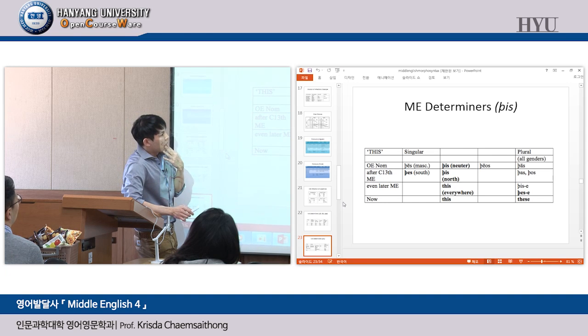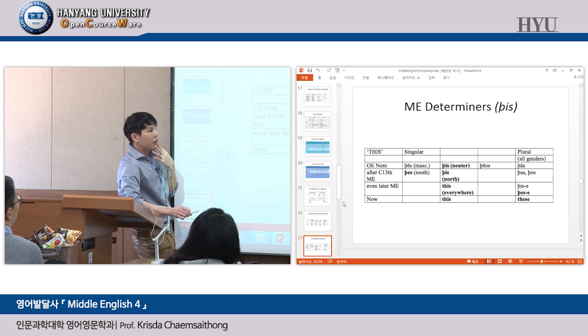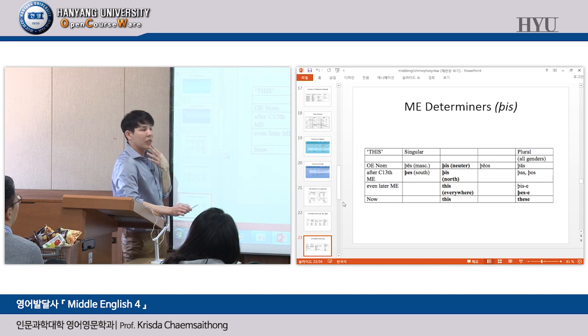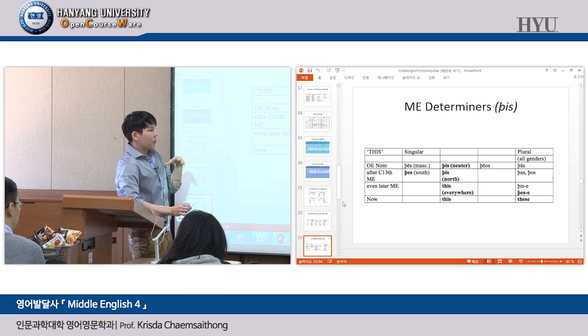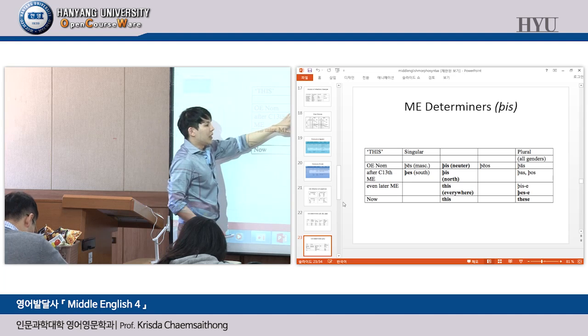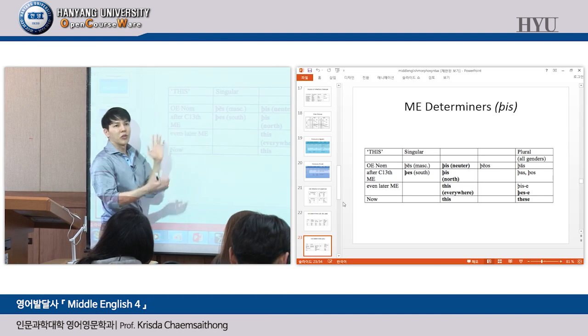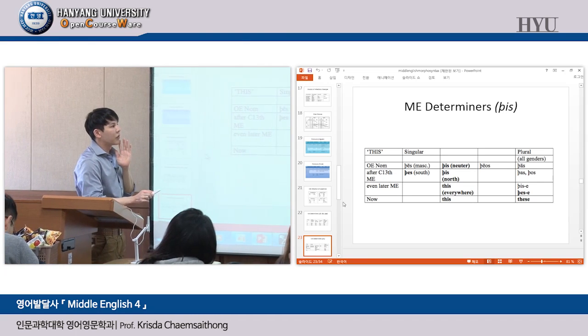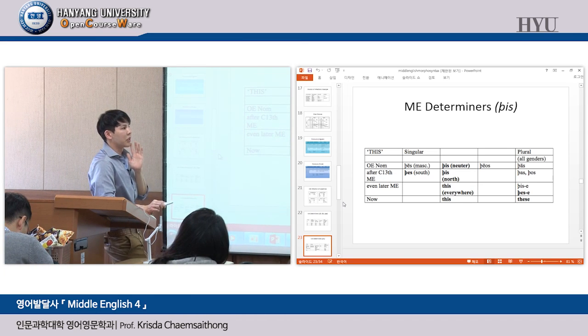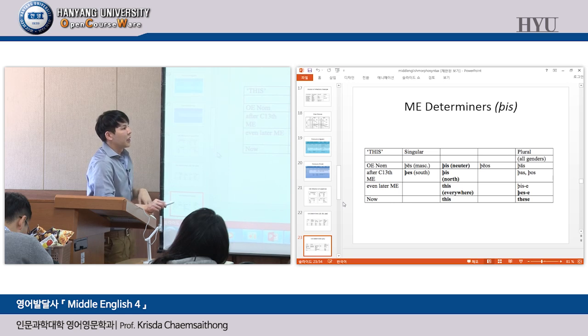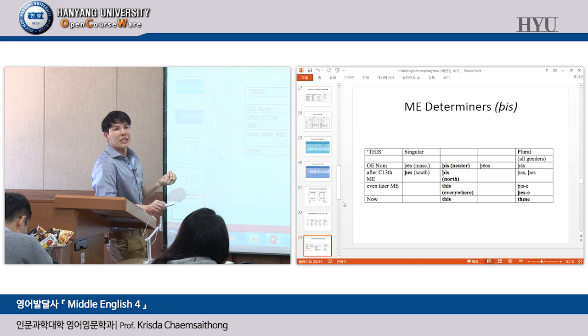Let's see, let's start with the neuter. The neuter form is the most important because it's the one that survived, right? The one that survived. The feminine form didn't survive. The singular form, for some reason, became similar to the neuter form, so they merge. So the singular form and the neuter forms, they merge, right? Becoming the word "this" in modern day.